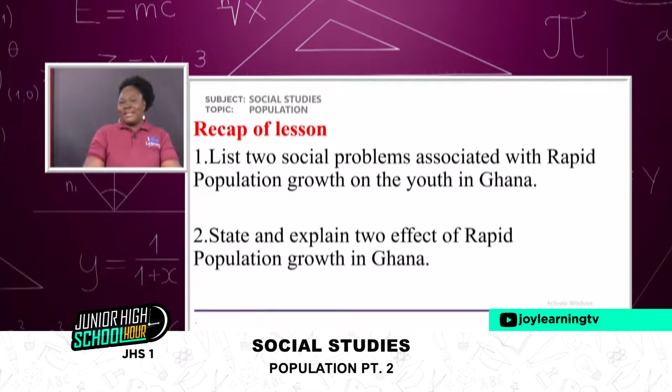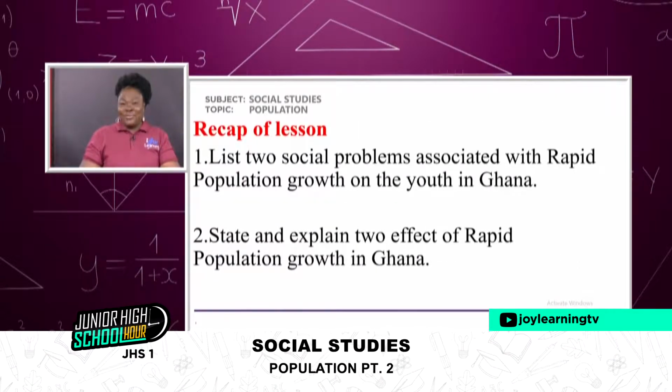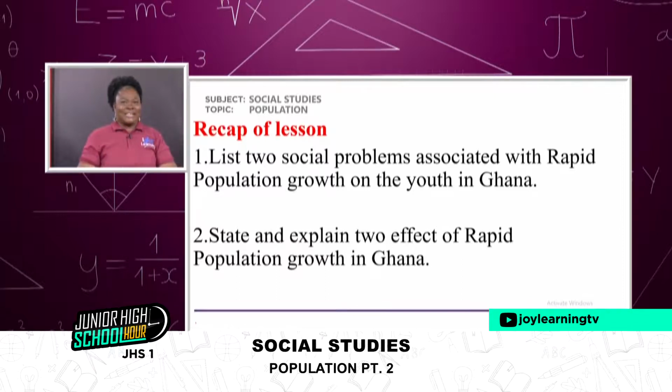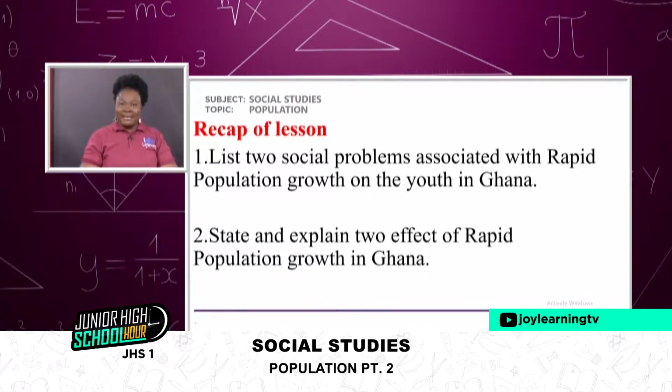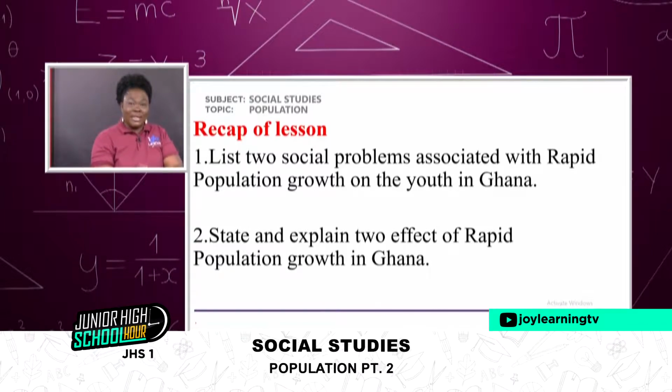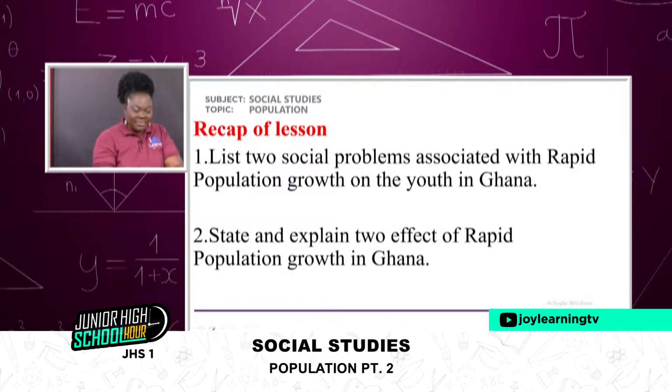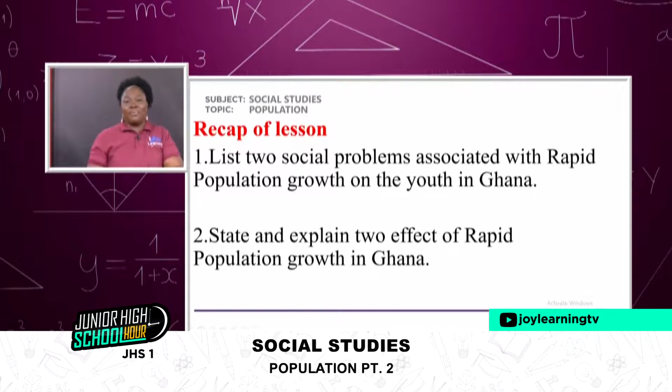Right. This is the most interesting part I love, and I know you love it too. Recap of the lesson. List 2 social problems associated with rapid population growth on the youth in Ghana. Yes, we just discussed it, so I know you can answer it. And then question number 2. State and explain 2 effects of rapid population growth in Ghana. So let's look at the recap questions. Just for a minute, you write them down quickly.